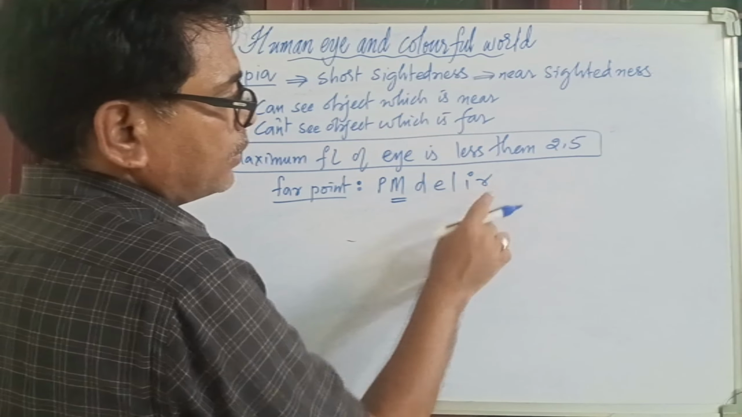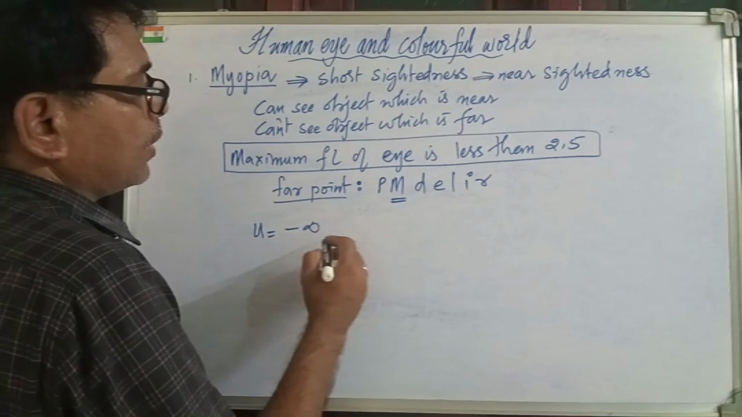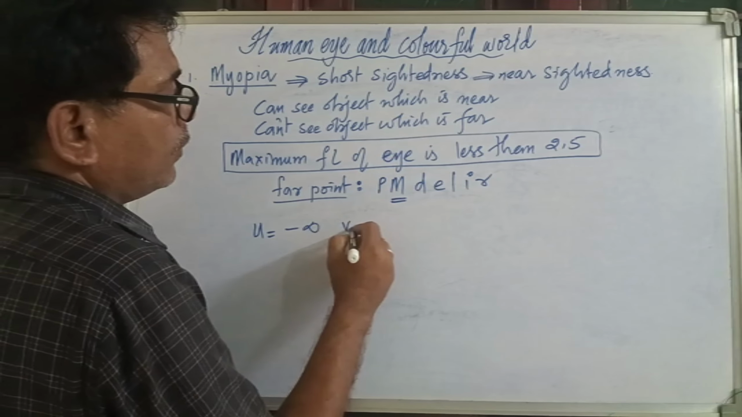Now coming to the derivation, u is equal to, as I already told you, far point, so it is infinity, and u is always negative, so minus infinity. v is equal to, it's a defect, therefore it is minus D. 1 by f is equal to 1 by v minus 1 by u. 1 by f is equal to 1 by, what is v? Minus capital D plus 1 by infinity. 1 by infinity is equal to 0. Therefore, f is equal to minus D.